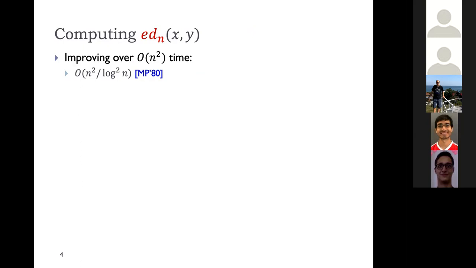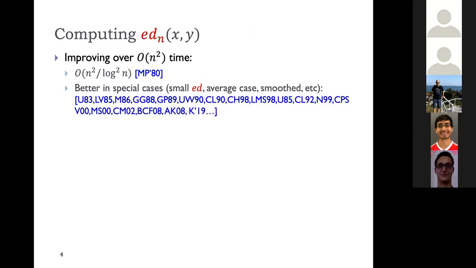Okay, so not much further from quadratic. The problem has been studied in many other special cases. Think, for example, when edit distance is actually small, so there are just a small number of edits, or average case, moved case. Think about some kind of pseudo-random settings. And I'm sure I missed many references. I just included some, but it has been studied over decades by many researchers in slightly different communities, in fact.